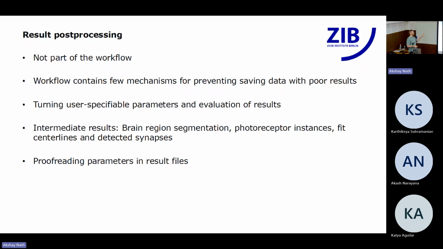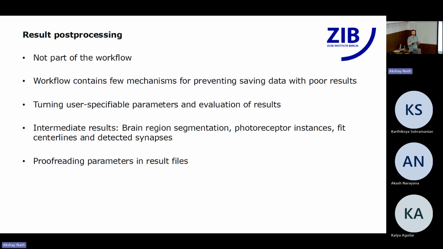Okay, now we came to the end of the workflow and we have all these results, but we still need to do some post-processing, and this is not part of the workflow. The workflow does contain some mechanisms for preventing saving bad results. For example, the user can set the minimal size of each brain region. If the brain region is segmented poorly and the size does not look good, it can be excluded. Or the user can set the minimum size of each photoreceptor, and those are going to be excluded.